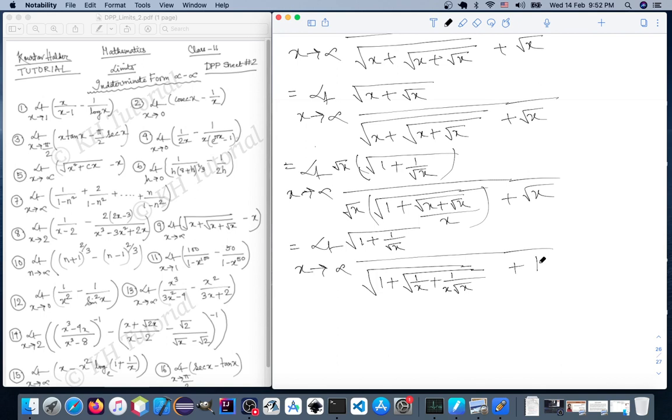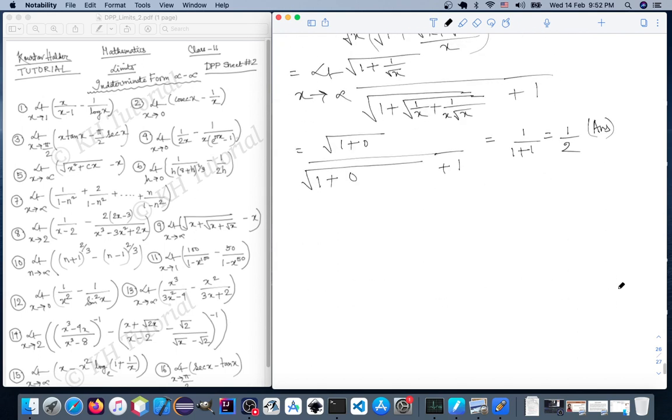Now all the 1 by root x will become 0 because x is tending to infinity, and also the 1 by x and the 1 by root x, all these terms will become 0. So the final limit becomes 1 plus 0 divided by root of 0 plus 1, which is half. Okay, so the half is the answer.